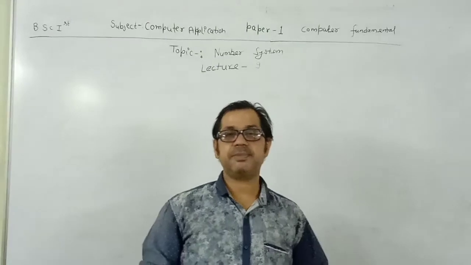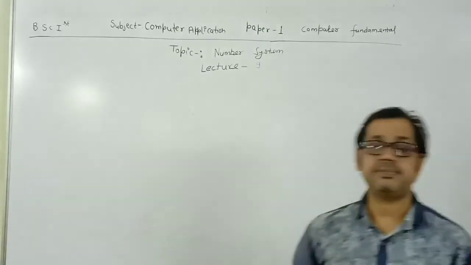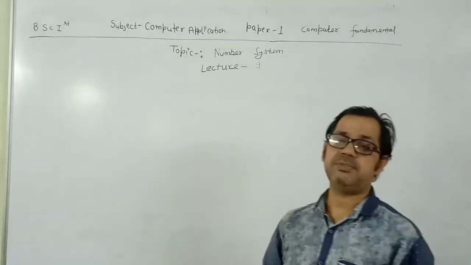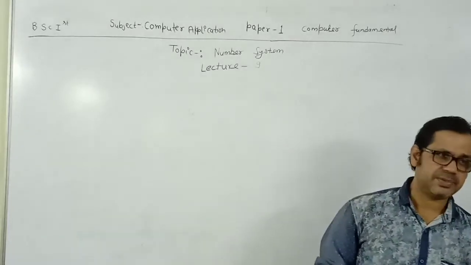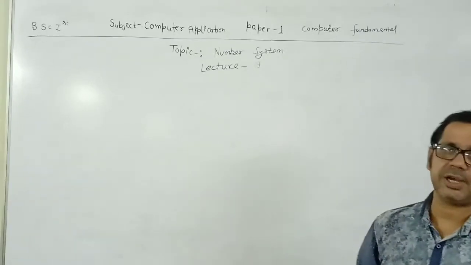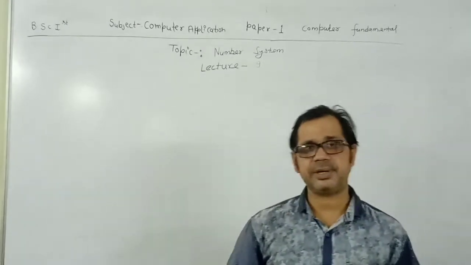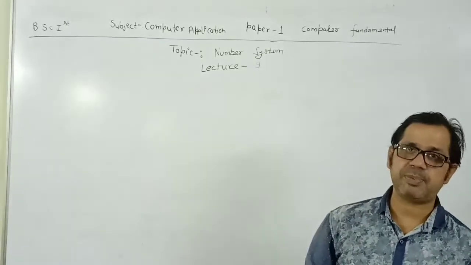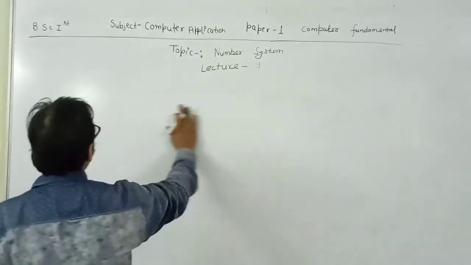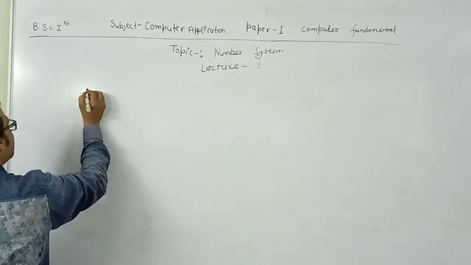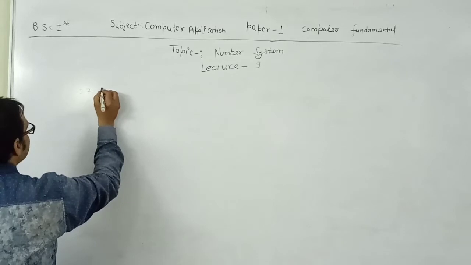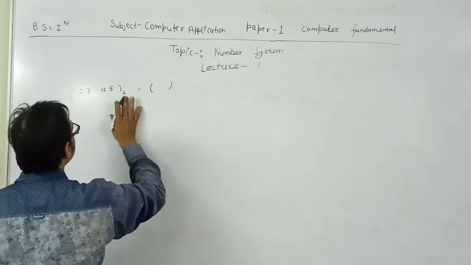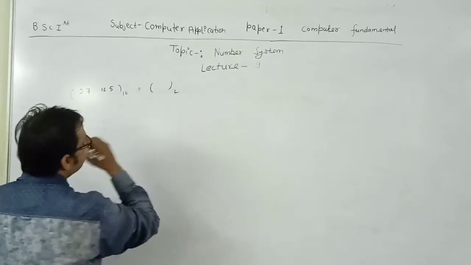In the last class, I discussed how to convert a number from hexadecimal to decimal. Today, I will discuss how to convert a decimal number into a binary number, including a decimal number containing a fractional part also. So first of all, I have to take this number, 27.125 base 10. You have to convert it into base 2.